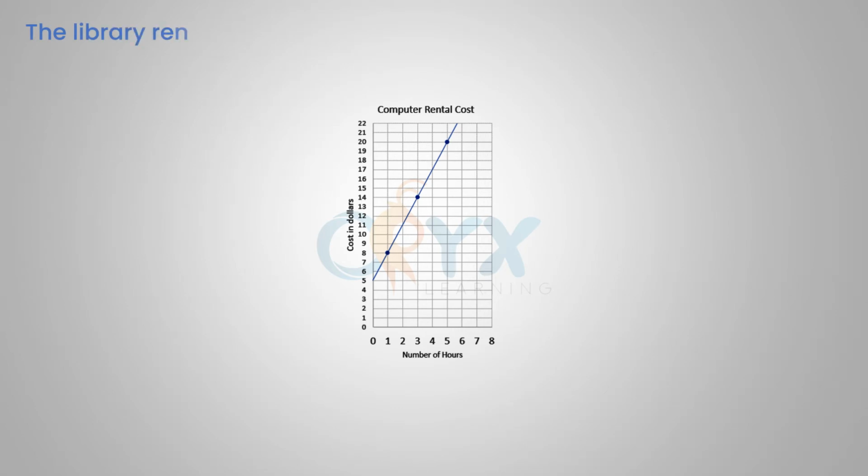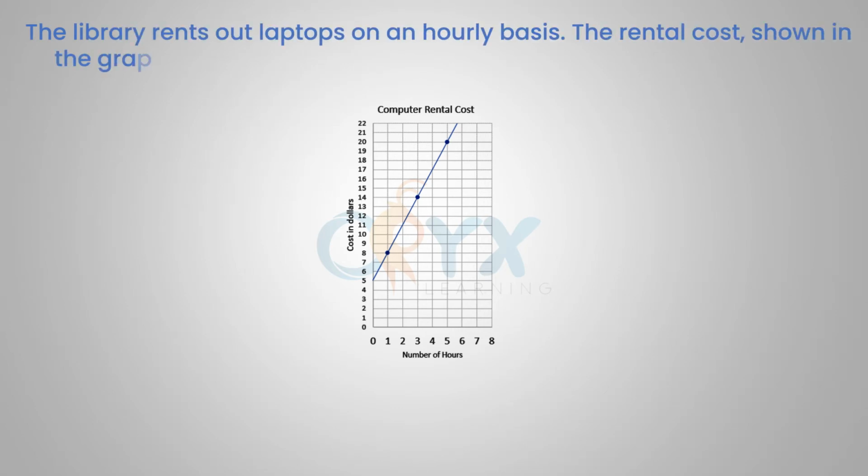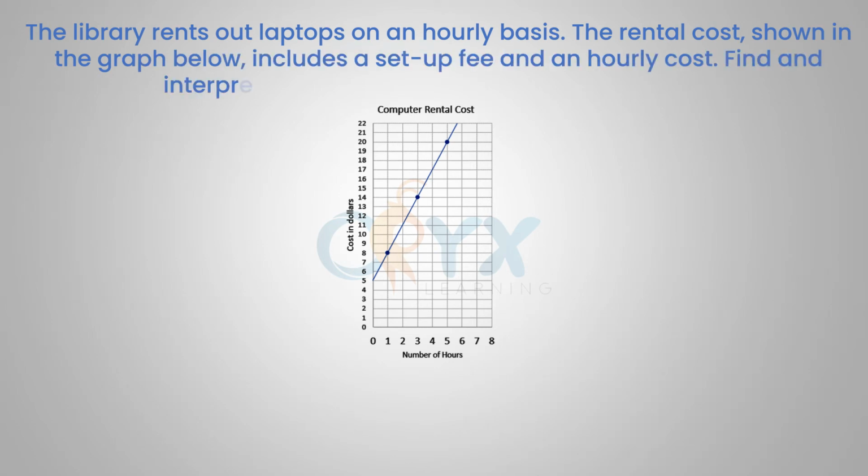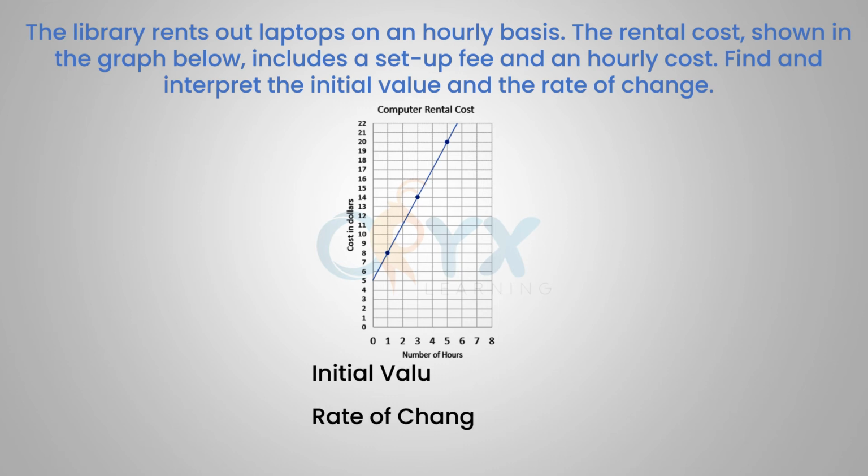The library rents out laptops on an hourly basis. The rental cost, shown in the graph below, includes a setup fee and an hourly cost. Find and interpret the initial value and the rate of change. We can see by the graph that the initial value, or the y-intercept, is at a height of 5. This makes the initial value 5.